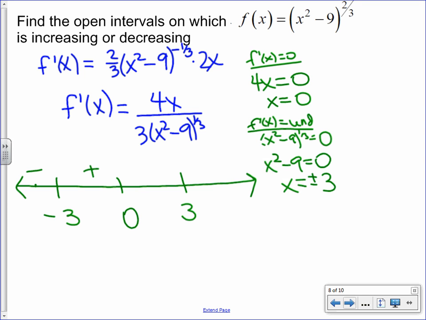John, what's the derivative between 0 and 3? Positive? Oh, the derivative. Did you plug into the original? No, yeah. Okay, we have to plug into the derivative. Okay? Jimmy, can you help us?